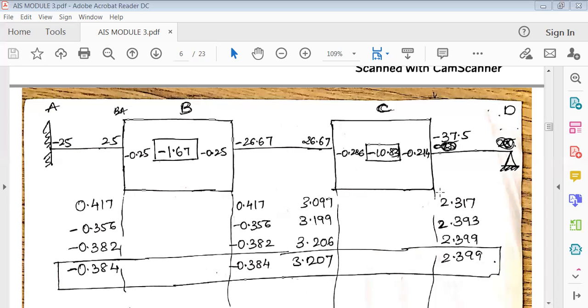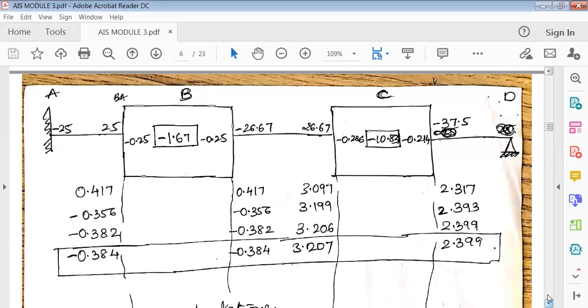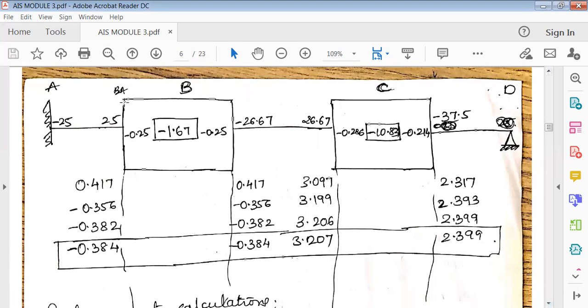Similarly, calculate the next iteration. The most important thing here, whenever you are calculating this, is to always draw this dotted line here. It makes it very prominent that whatever you write to the left side is the moment because of BA, the right side is the moment because of BC, again the left side of C is the moment because of CB, and the right side of this is the moment because of CD.